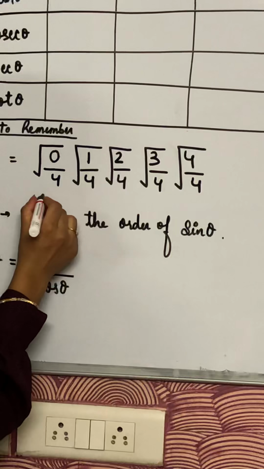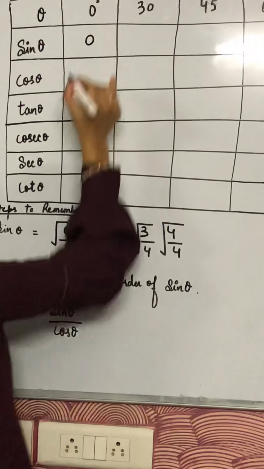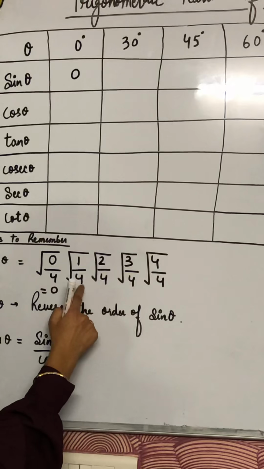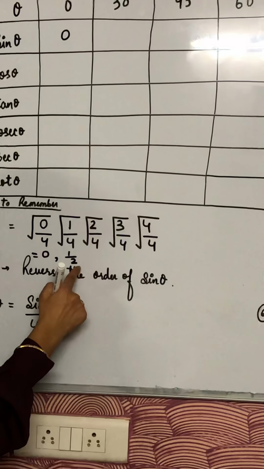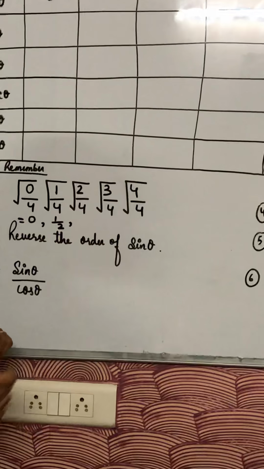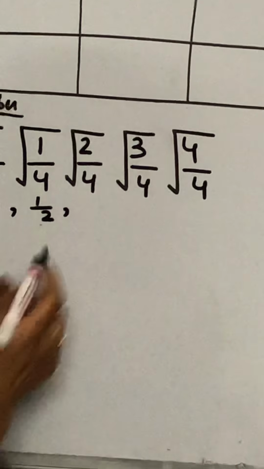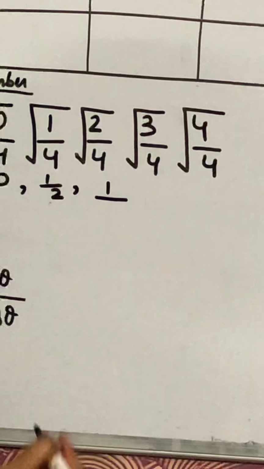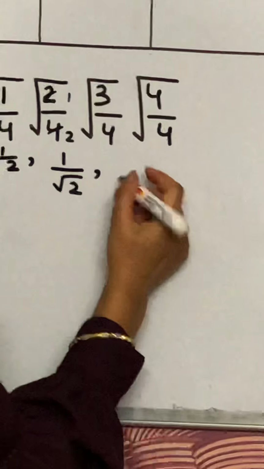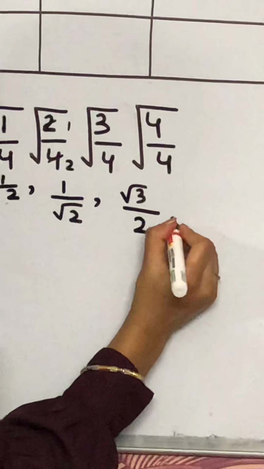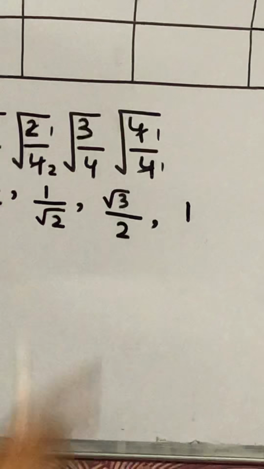See, 0 by 4 is what? 0, right? The value of sine 0 is 0. Now root of 1 by 4 will be what? 1 upon 2, because under root of 4 is 2. And then 2 by 4 is what? If you cancel this, you will get 1 by 2, and under root of 1 is 1, and root of 2 is root 2, so you will get 1 by root 2. Then this is under root 3, under root 4 is 2. And this is 1, and under root 1 is 1. So these are the values of sine for these angles.